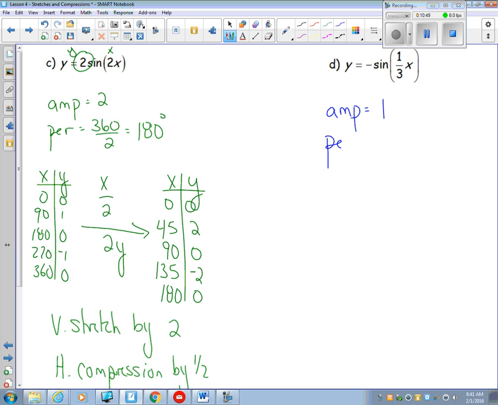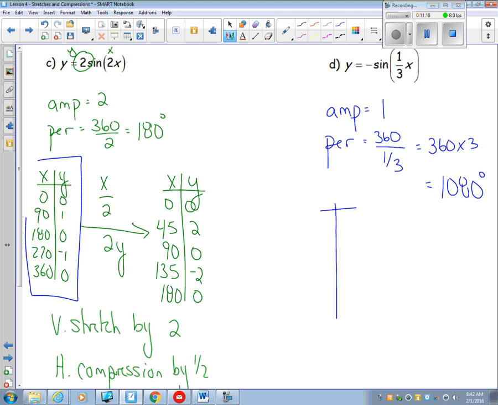The period in this case would be 360. I can't divide by 1/3 in decimals, so 0.3333. It goes on and on forever, right? So I'm going to actually use 1/3, which is the same thing as saying 360 times 3. When you divide by 1/3, you're actually multiplying by 3. So our period is 1080 degrees. Okay, it's a sine curve again. If you want to, just take the table we already made. It's the same one that's over here. We'll use that one to do our math.